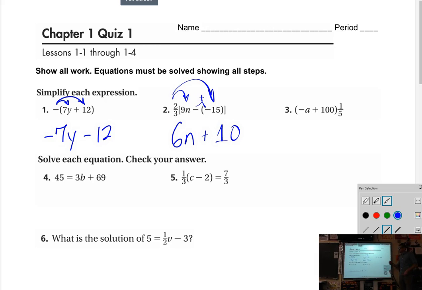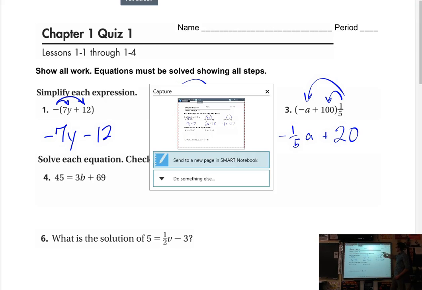Regardless of where the value up against the parentheses is, we have to distribute that multiplication. So this 1/5 is multiplying into that parentheses even though it's on the back side. So we distribute that in, and 1/5 times the negative a is going to give us a negative 1/5 a. Sorry, that a kind of looks like a 9. Fix that there. And then 1/5 of 100, well 100 divided by 5 is going to give us 20. There's no sign change on that, and that is how we deal with those three expressions.